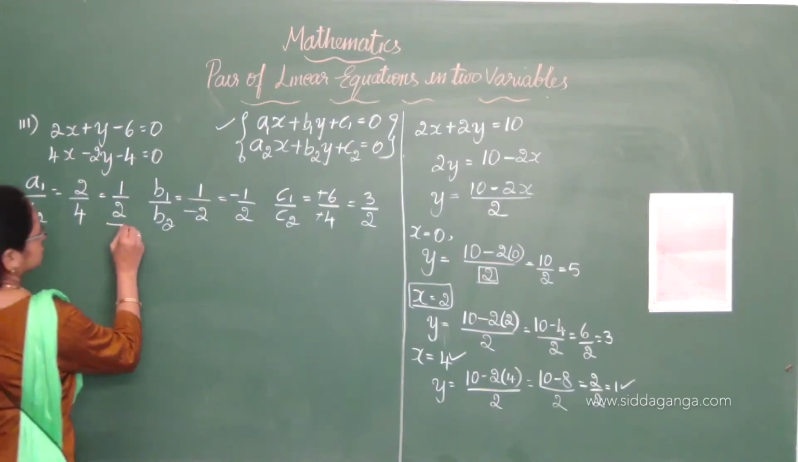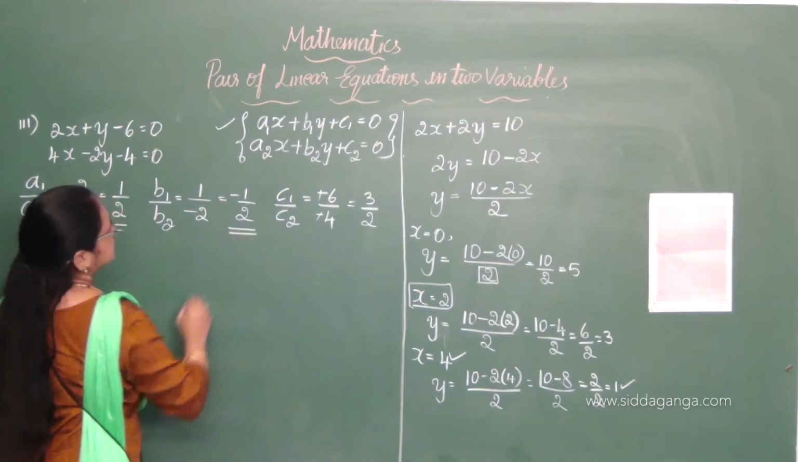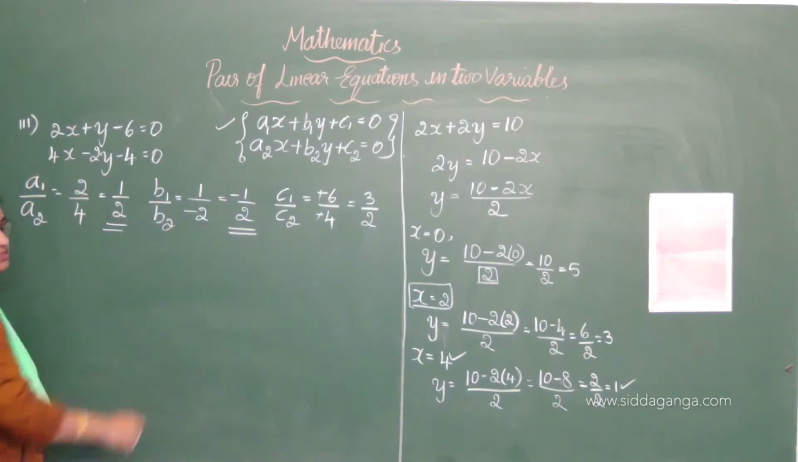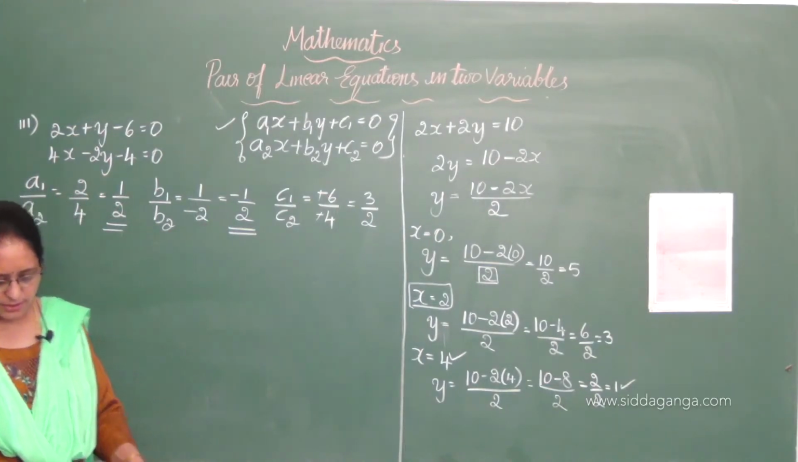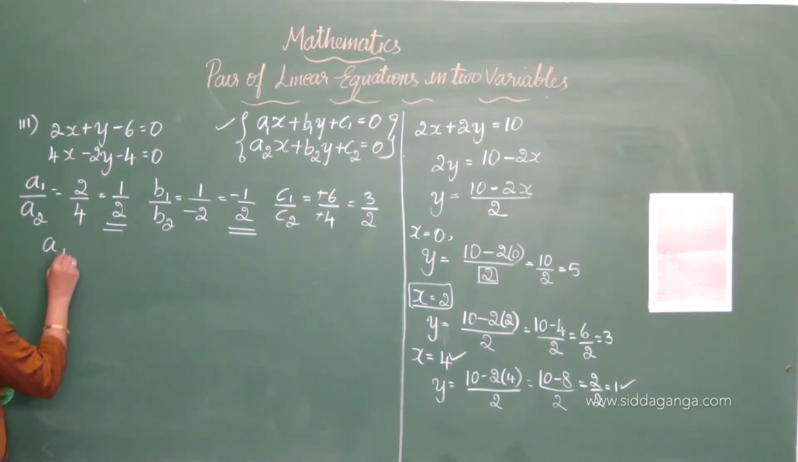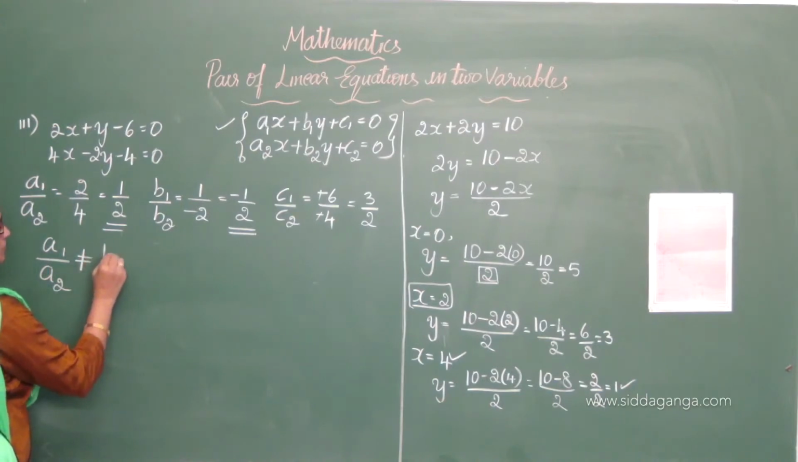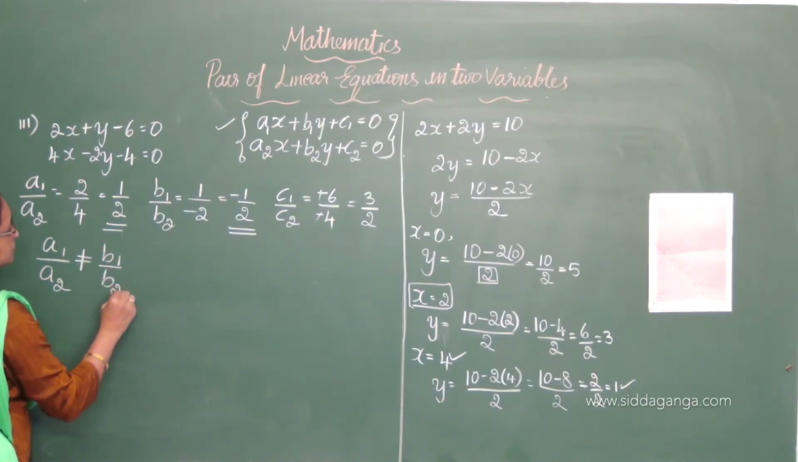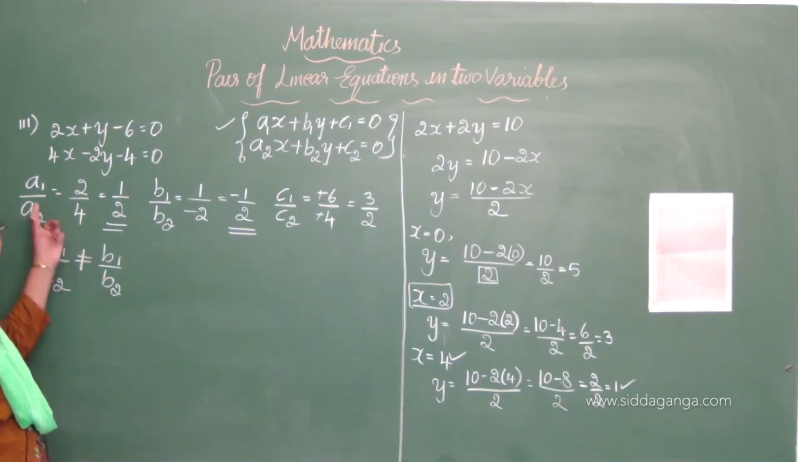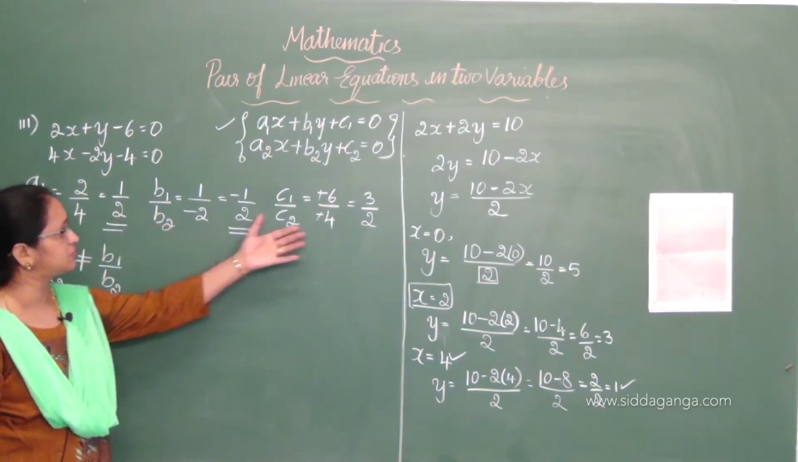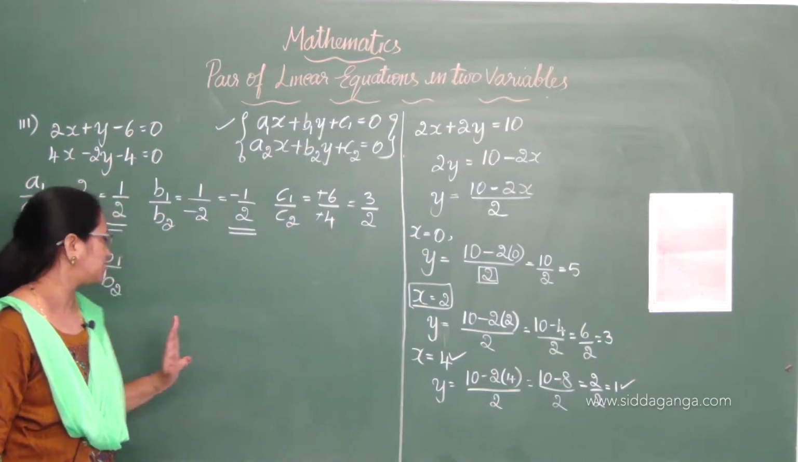So, to what conclusion can you come now here? See, this is half and this is minus 1 by 2. So, here they are not equal. So, a1 by a2 is not equal to b1 by b2. I told you in the previous class, this is enough, a1 by a2 and b1 by b2, you need not take c1 by c2 at all in this case.